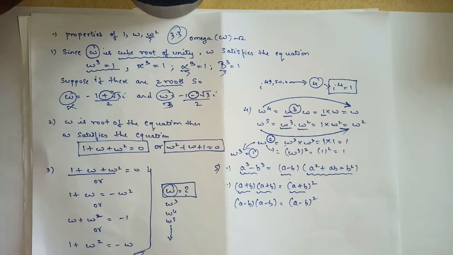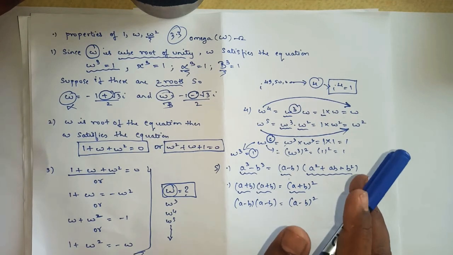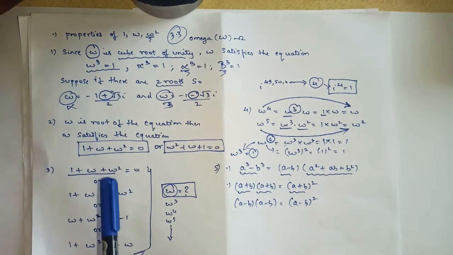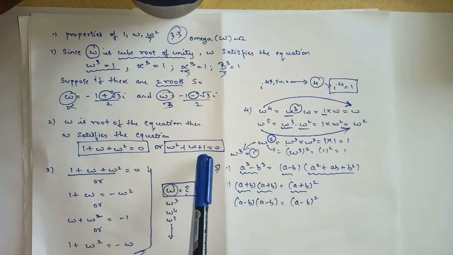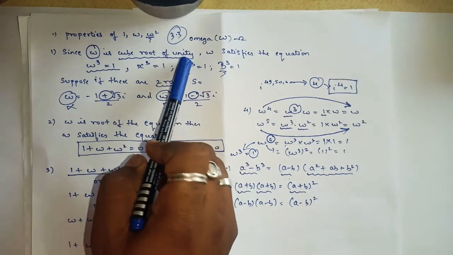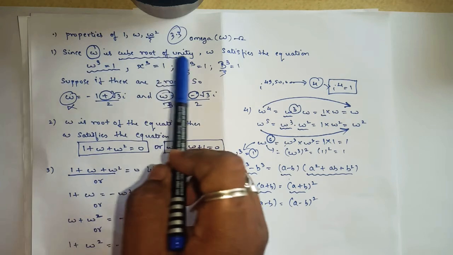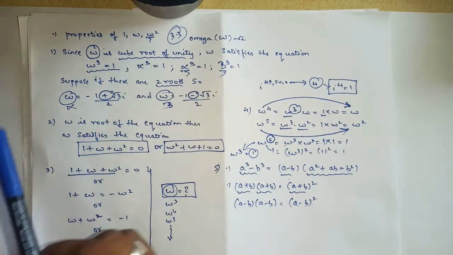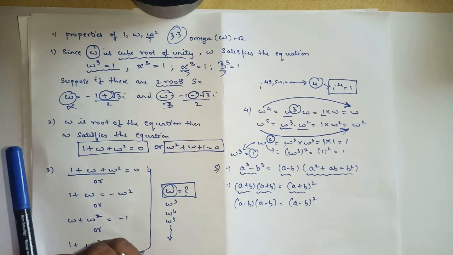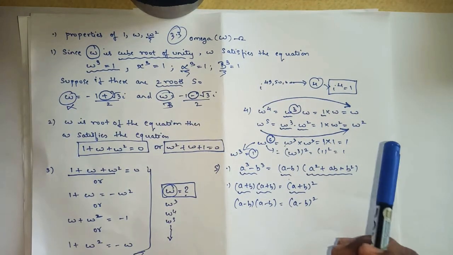Okay, so in the last lecture I had explained each and everything, how we got this w square plus w plus 1 equals 0, and what is the cube root of unity. Sometimes this w will be replaced by the letter x, sometimes by alpha, sometimes by beta. So these are the basic things which you have to remember.